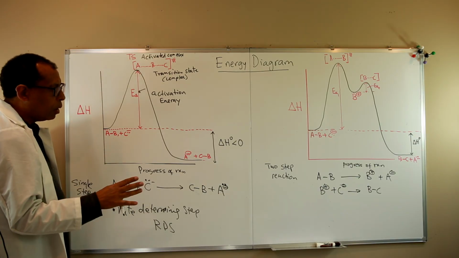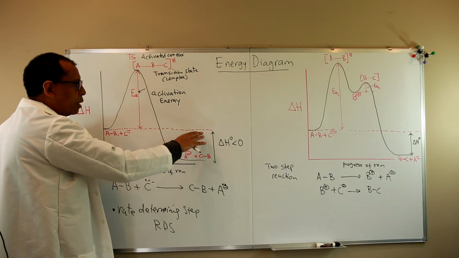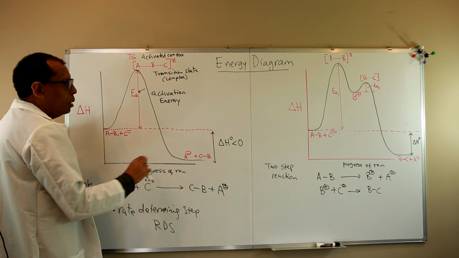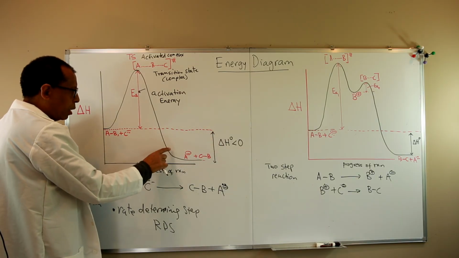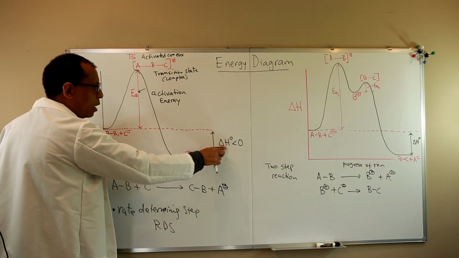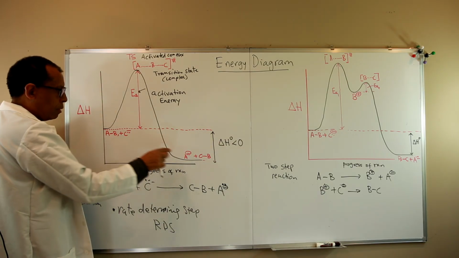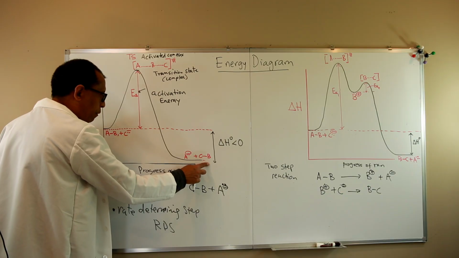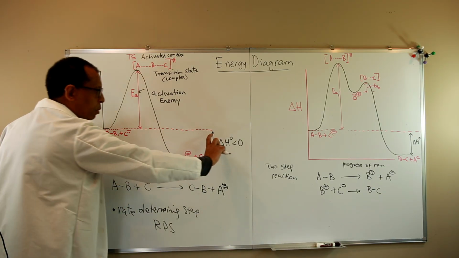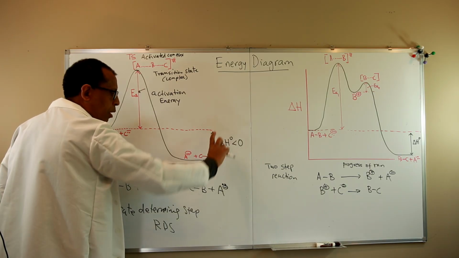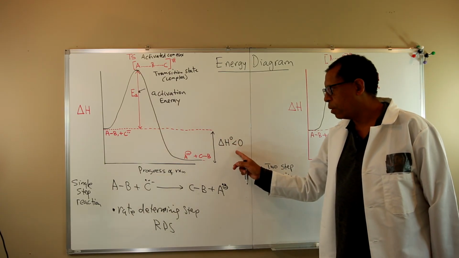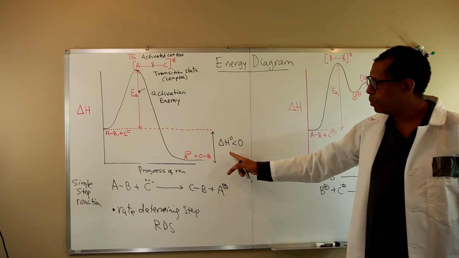But overall, whether a reaction goes fast or slow, the overall product formation or the equilibrium is governed by delta H. So that delta H is enthalpy of products minus enthalpy of starting material, gives you that difference. So when delta H is less than zero, that's an exothermic reaction.